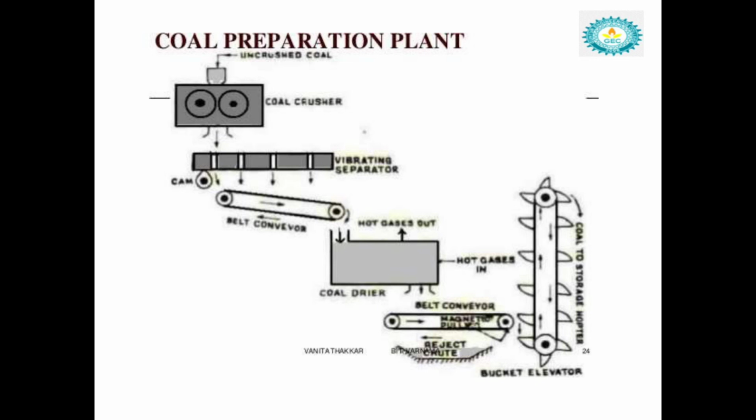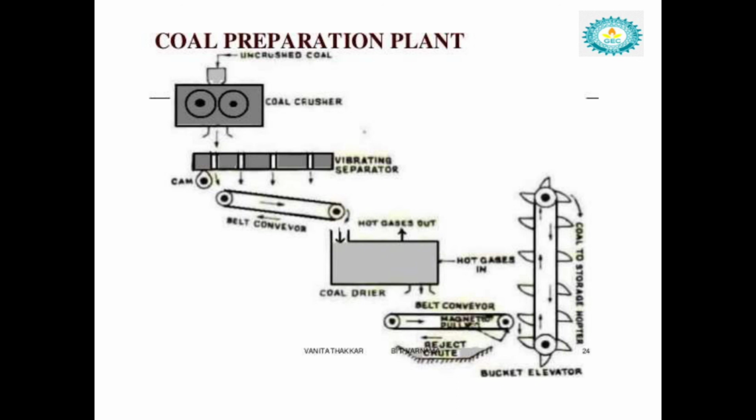In the coal dryers, we send hot gases. Why we send hot gases: for example, if the coal has more moisture content, we eliminate that problem with the help of hot gases. Why we eliminate the moisture: if the moisture content is more, the combustion rate decreases. So with the help of coal dryers, we eliminate the moisture.